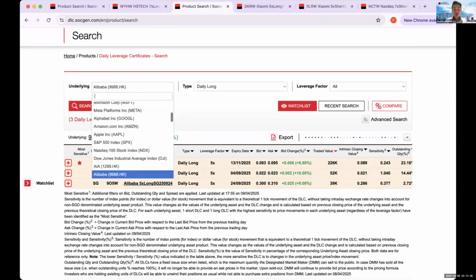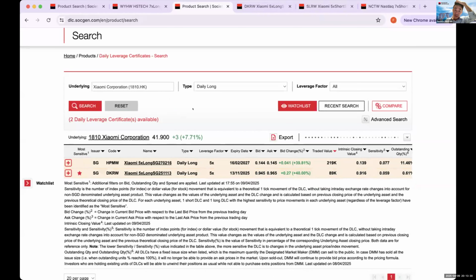All right. So let us look at Xiaomi as well. Generally, the higher price DLCs are the ones that are more sensitive. Over here are two Xiaomi long DLCs. The 90 cents one is definitely more sensitive than the 15 cents one over here. But generally, I think between 10 cents to $2 range, they are all pretty good DLCs. But those that are below 10 cents, try not to touch them anymore as they become insensitive very fast.